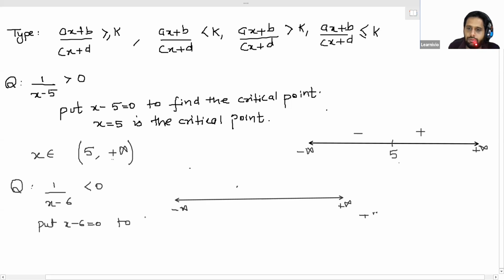Rishan, very good. Just, there's a different way to write this, but your answer is correct. Put this to find the critical point. So we get x is equal to 6. So we will plot this point. Now, John, this will be positive and negative. So this is less than 0. John, can you tell me, we'll select a negative one or a positive one?